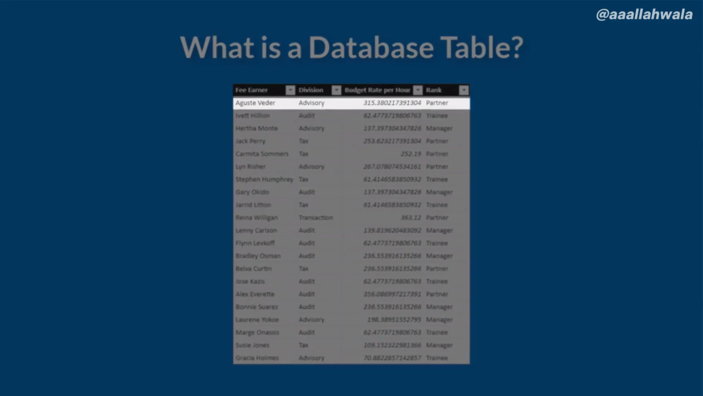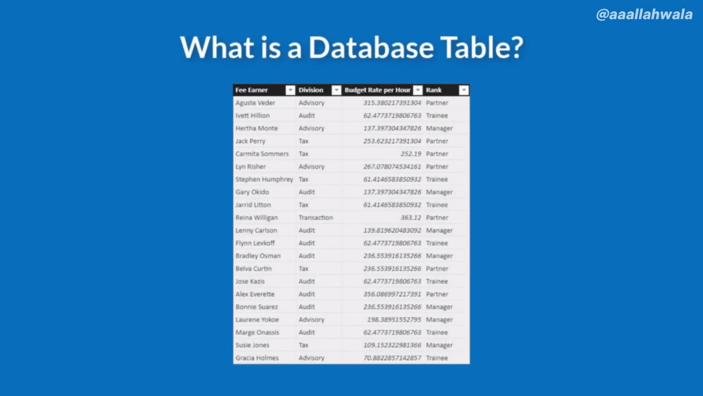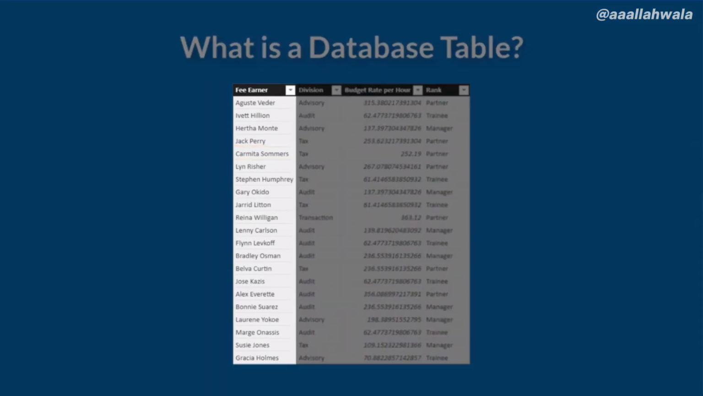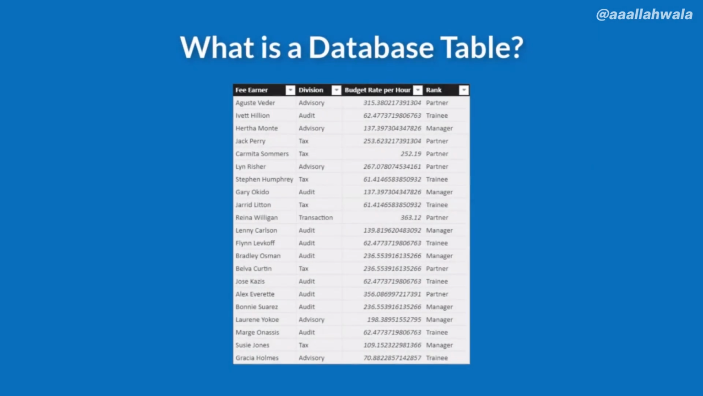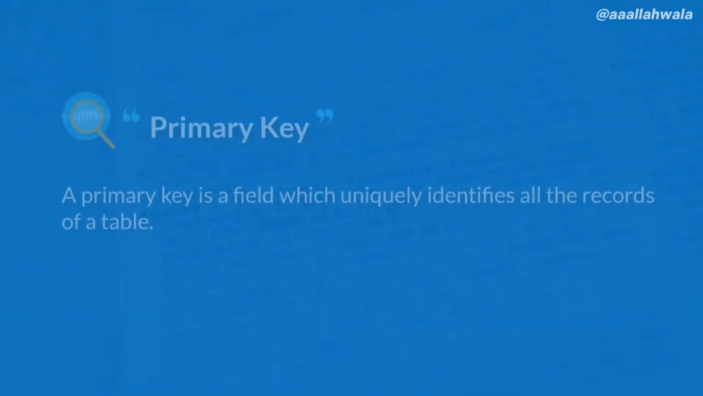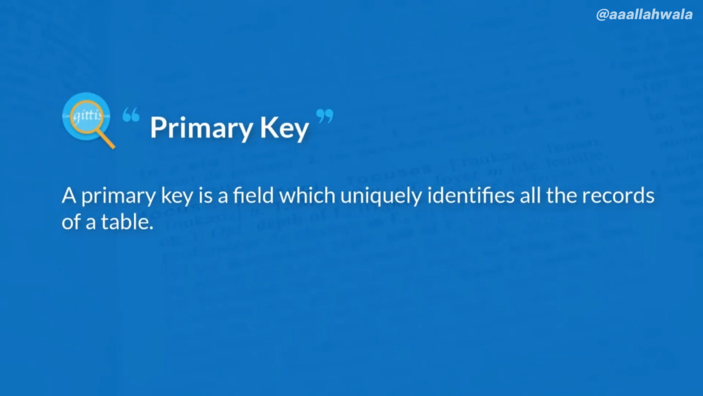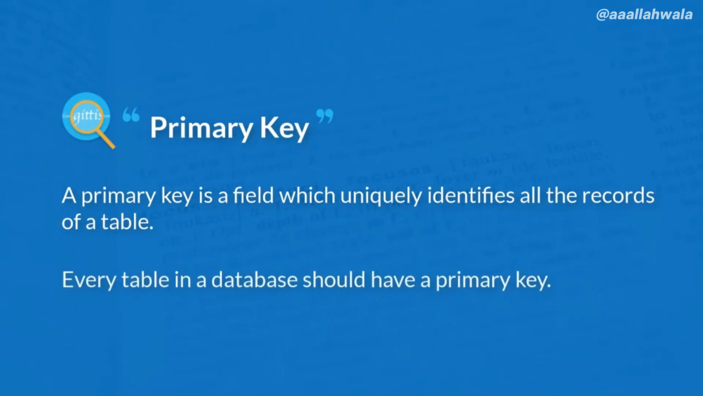Each row in the table represents an individual fee earner. In a database, a row is referred to as a record or a tuple. If we look at this table, we can see that each fee earner has a unique name, while the other fields contain duplicate values. As a result, we can say that the name field is the primary key for this table. A primary key is a field which uniquely identifies all the records of a table.